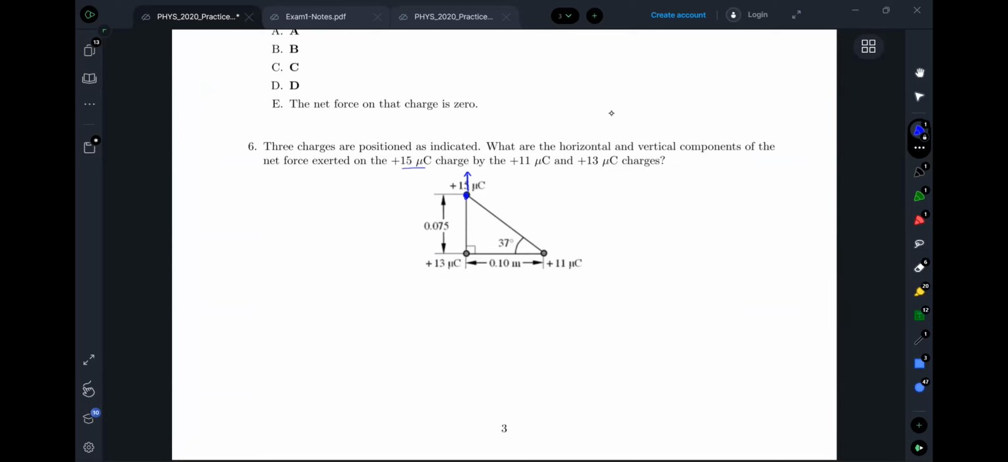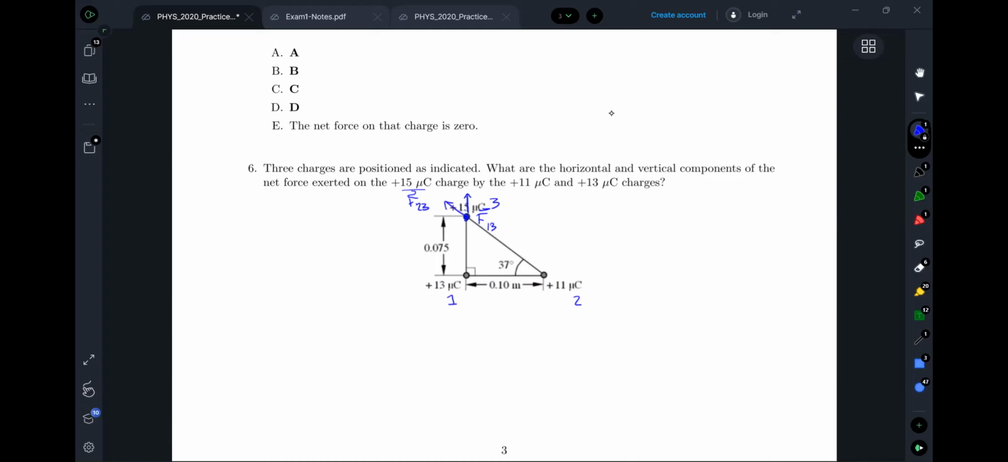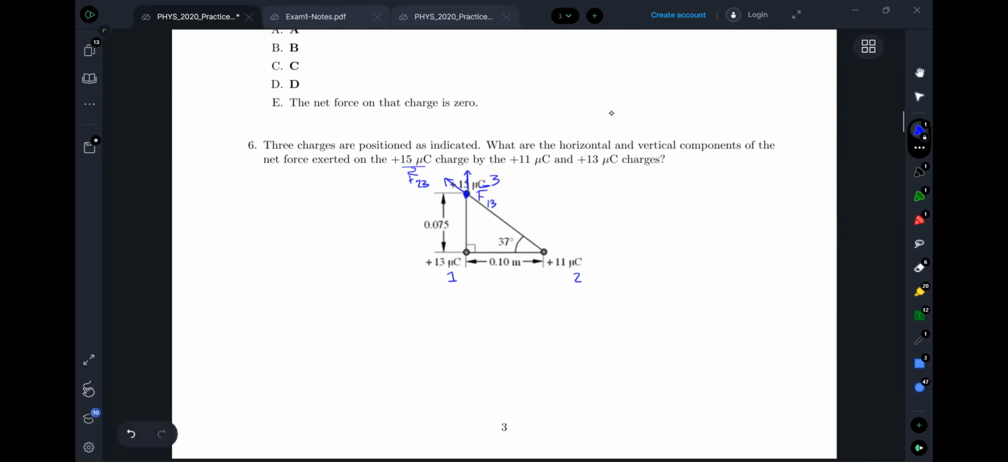So if we call this 1, this 2, this 3, the force of 1 on 3 points that way, points up. The force of 2, since this is also positive, points away. So that's a force of 2 on 3. And we want to know the horizontal and vertical components of the net force. So putting these both together, what do we get?